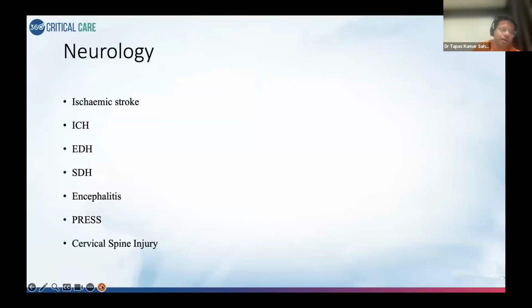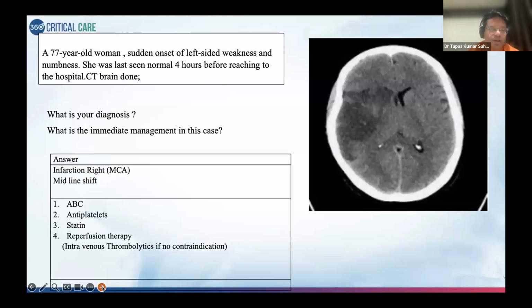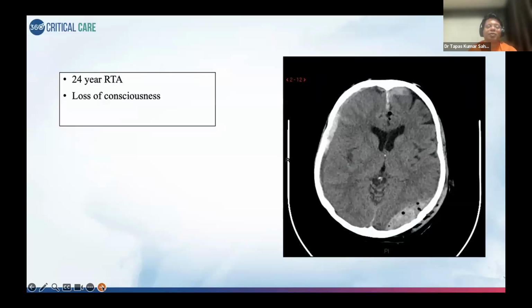Now coming to the neurology part, again I will be quick. A 77-year-old woman, sudden onset left-sided weakness and numbness. She was last seen normal 4 hours before reaching the hospital. CT brain has been done. What is your diagnosis? What is the immediate management? Right MCA infarction with midline shift, ABC, antiplatelet, statin, reperfusion therapy. Maybe I would go ahead with intravenous thrombolytics if there is no contraindication.